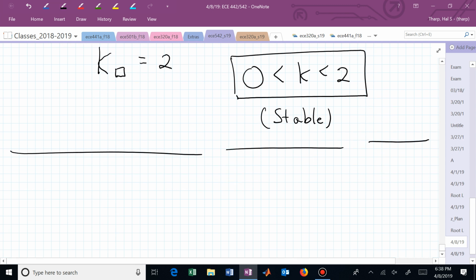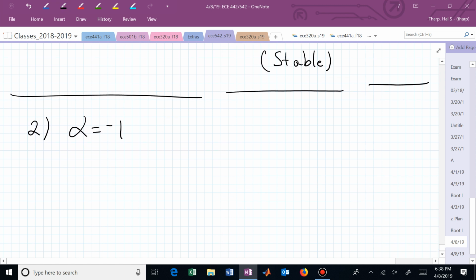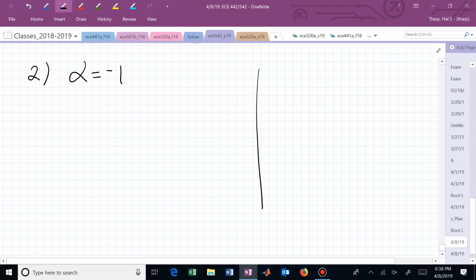But now, what else? We could now say, well, let's pick a different alpha. Somebody else could say, what if alpha is minus 1? What was alpha? That was the location of the 0. Now what do we have, picture-wise?